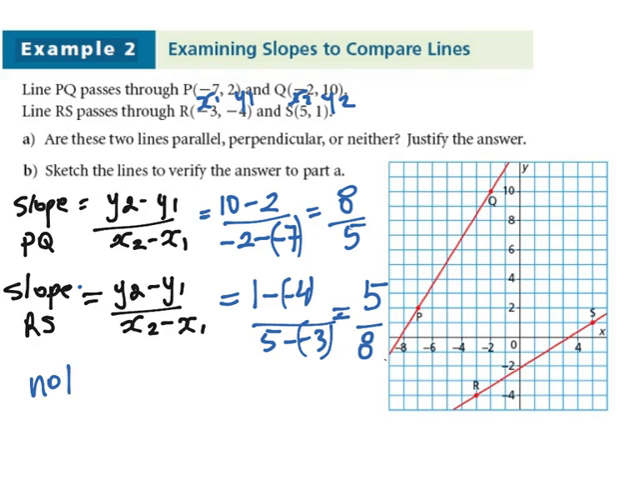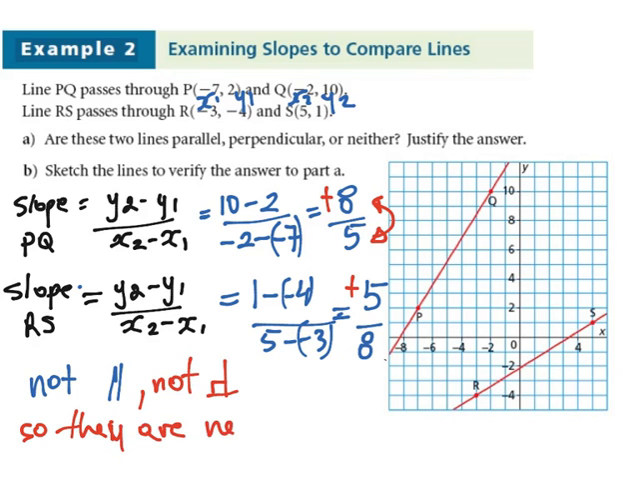And they're not negative reciprocals. They are reciprocals of each other, meaning 5 and 8 have swapped, but they both have the same sign. This is positive and this is positive too for slopes. So they are not perpendicular. So they are neither. And we should have those 3 dots. Therefore, not parallel, not perpendicular, so they are neither. Let's take a look at the next example.